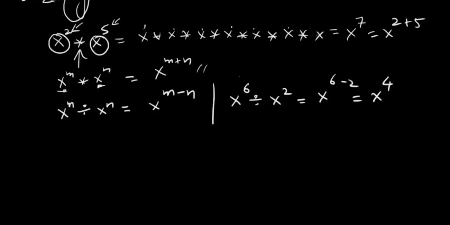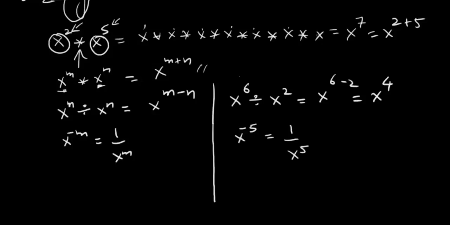And also, x to the negative m can always be expressed as 1 over xm. This is always true. These are very important rules in indices. This is the same as x to the minus 5 can be written as 1 over x5, or x5 can also be written as 1 over x to the power negative 5. So both of them are true. This is the same rule that we are applying here.